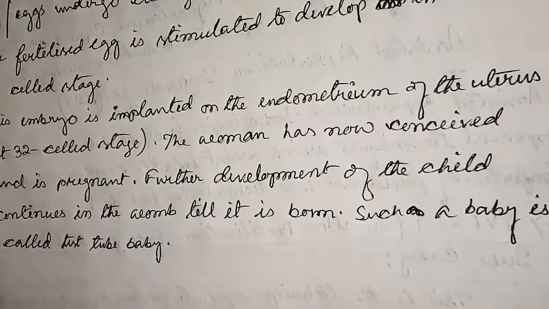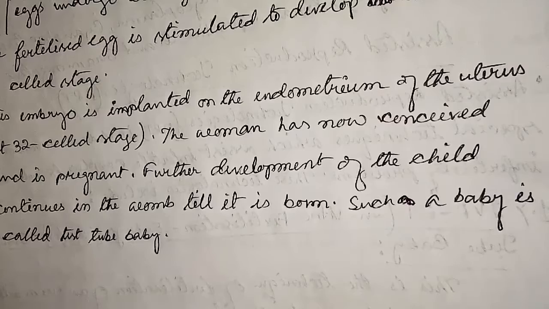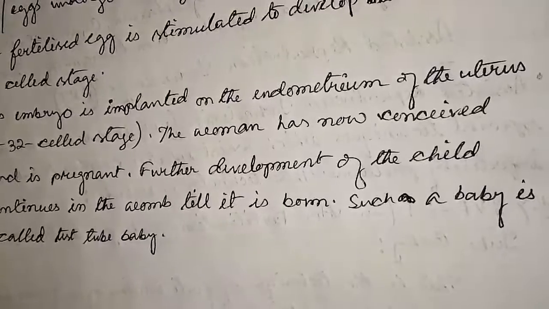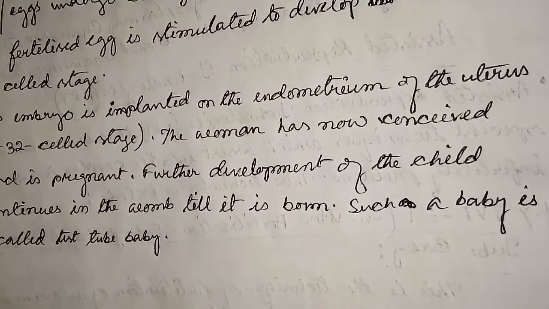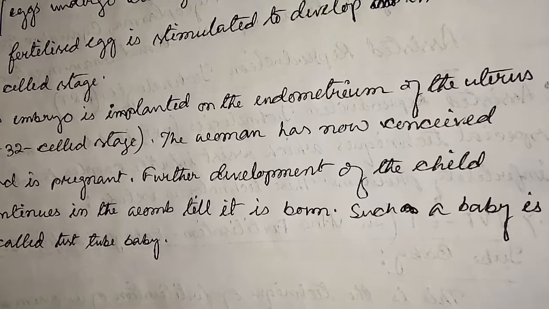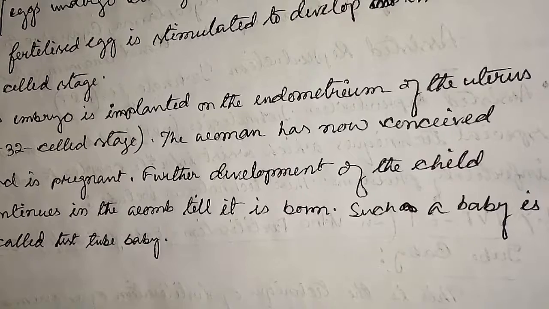So now here is the process of test tube baby. In my next video I will discuss the other assisted reproductive technologies, that is GIFT, that means gamete intrafallopian transfer, artificial insemination and intrauterine insemination, etc.